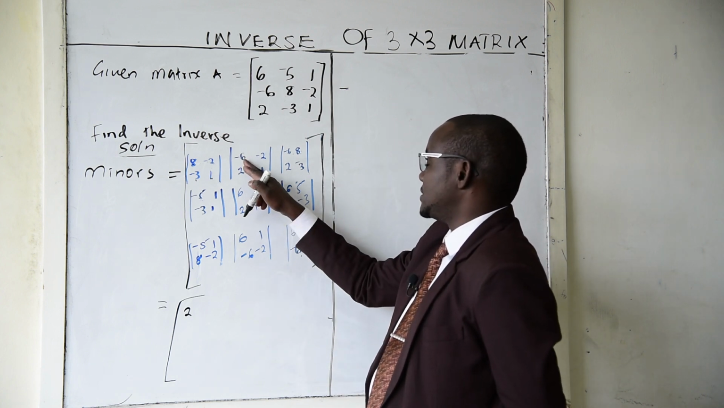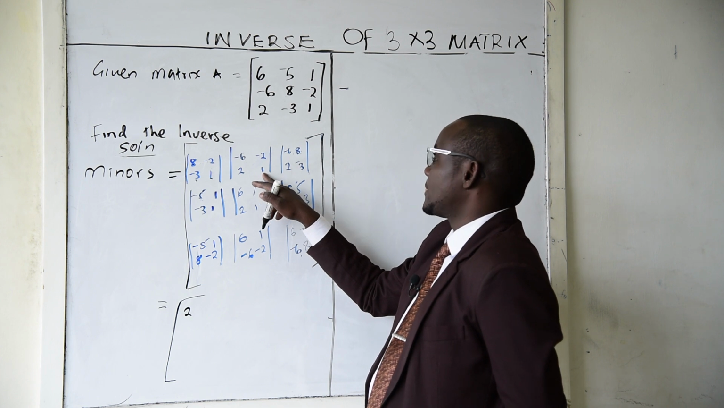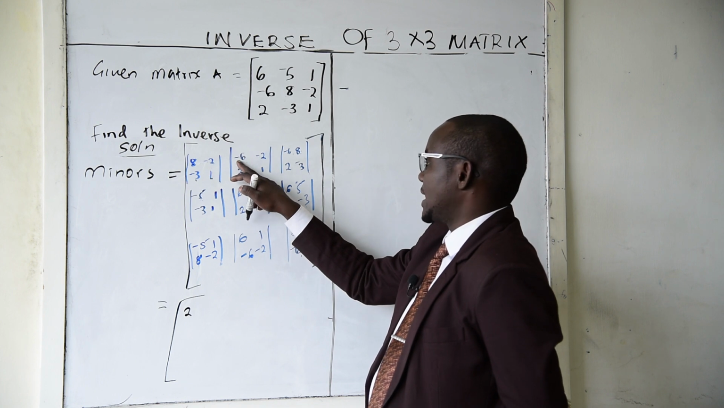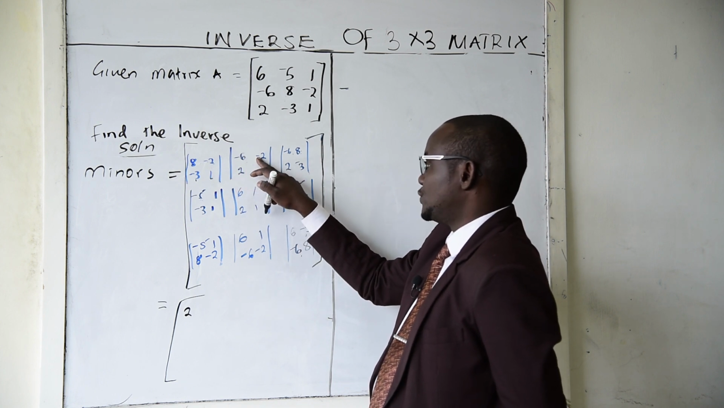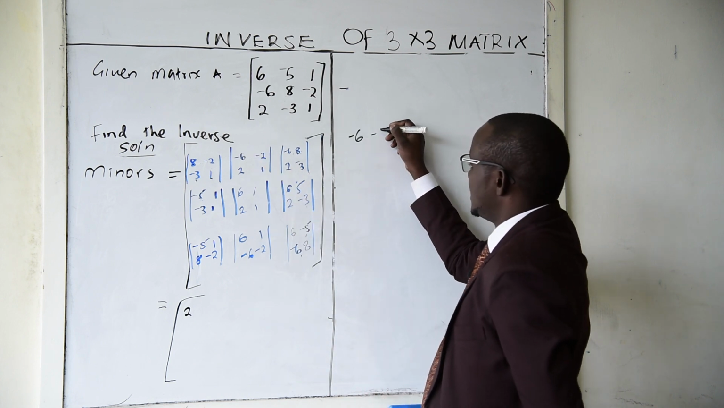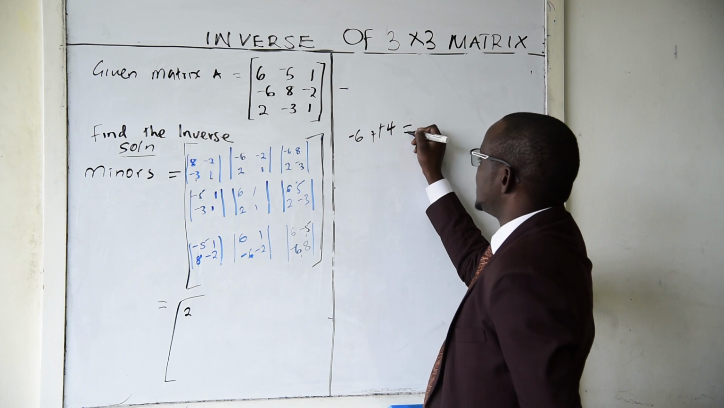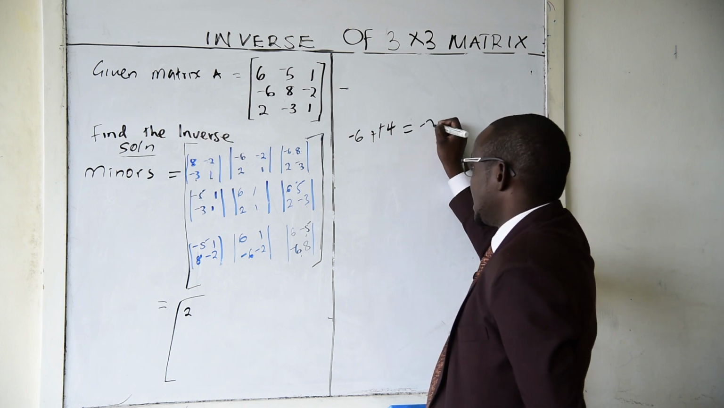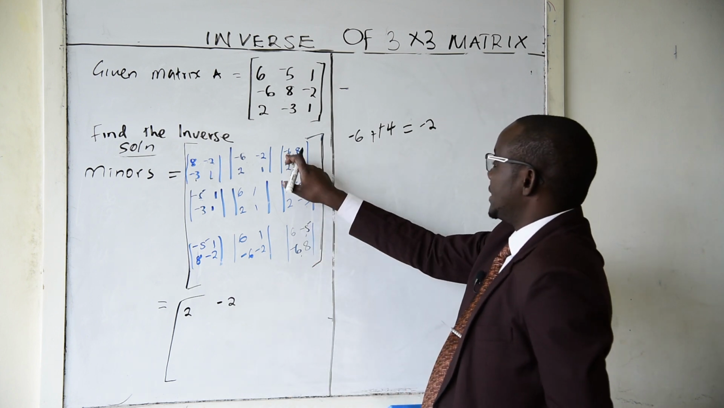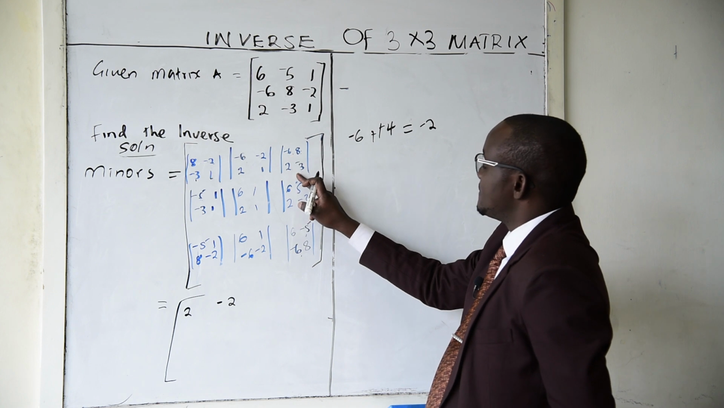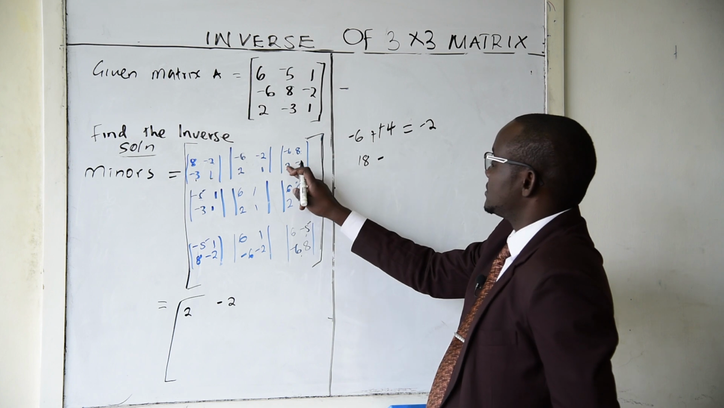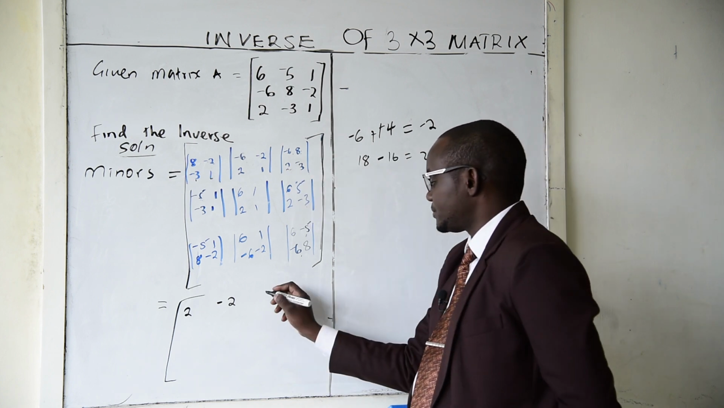Here we also have negative 6 multiplied by 1, we have negative 6. Then we have negative 2 multiplied by 2, we have negative 4. So negative 6 minus negative 4, the minus becomes a positive, that means here we have negative 2. So the second element is negative 2. Here we have negative 6 multiplied by negative 3, that is 18, minus 16, here we have 2.